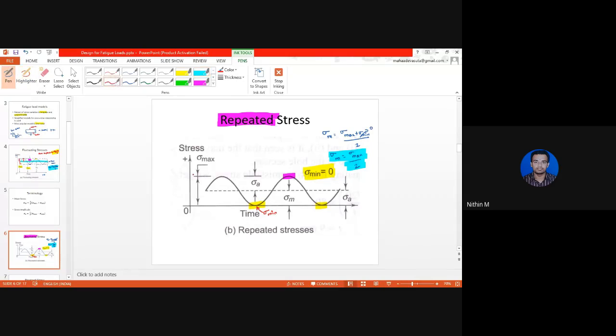Now what will happen to the stress amplitude? How did we represent stress amplitude? Sigma a was equal to sigma max minus sigma minimum by 2. Again here the minimum stress is 0. So thereby the stress amplitude will also be equal to sigma max by 2.